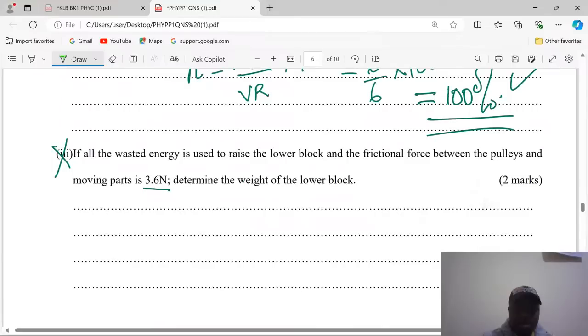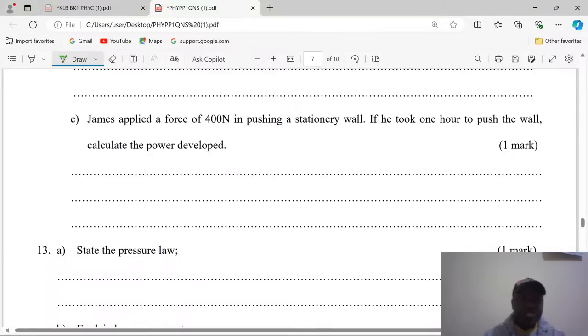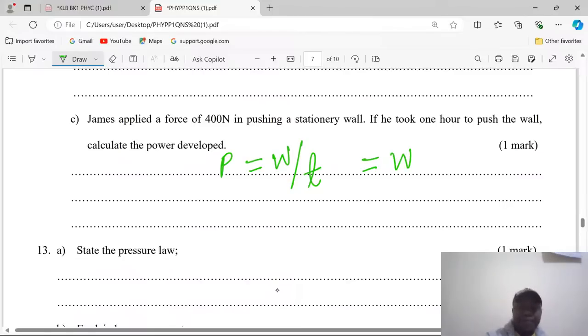Allow me now to go to this part C, which says James applied a force of 400 Newton in pushing a stationary wall. If it took 1 hour to push the wall, calculate the power developed. Remember, we said that power equals the rate of energy conversion or work per unit time. In this case, the work done is going to be force times distance.